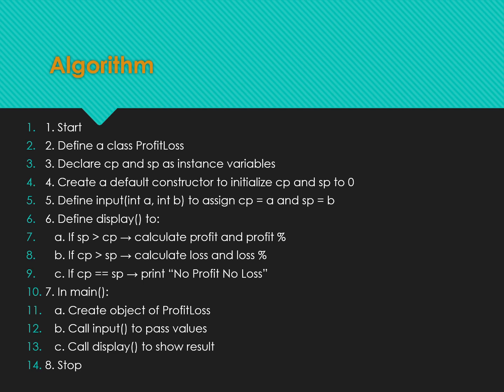Step 6. In the display method, we use conditional checks. If the selling price is greater than the cost price, calculate profit and its percentage. If the cost price is greater than the selling price, calculate loss and its percentage. And if both are equal, print the message no profit no loss. Step 7. In the main method, create an object of the class, call input to pass values, and display to show the result. Step 8. Finally, stop the program. This stepwise breakdown helps us understand how logic is organized and executed within the program.